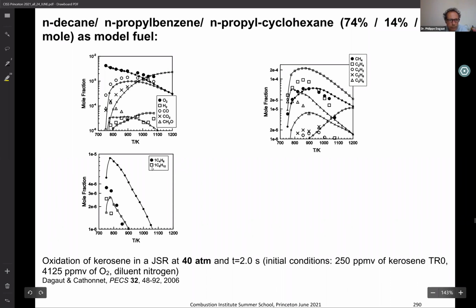And these are some olefins, C4, C6. C4 is way too high. And regarding the other intermediates, like ethylene, it is also overestimated, whereas methane is okay, and ethane is overestimated. And finally, acetylene is overestimated.